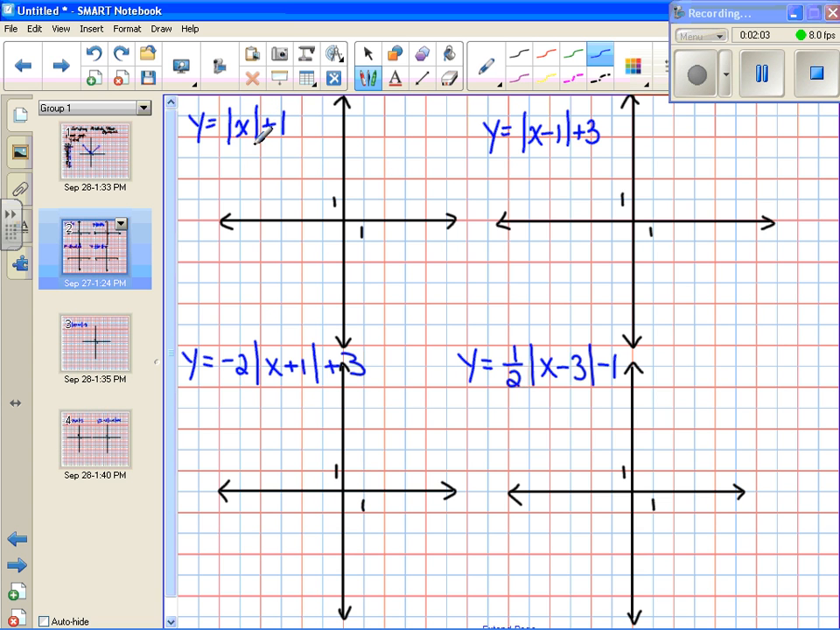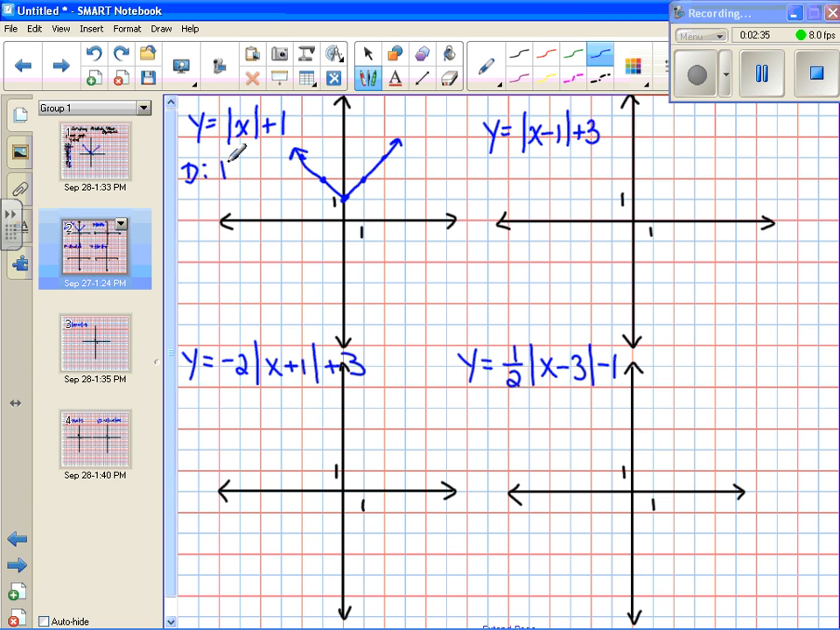Remember, this is the parent graph, and the +1 out here is going to shift it up 1. So my vertex of my V will now be located at the point (0, 1), but it's not stretched and it opens up. So I'm going to go up 1 over 1, both directions. And from that point, I could also continue to go up 1 over 1. And we get a graph that looks like this.